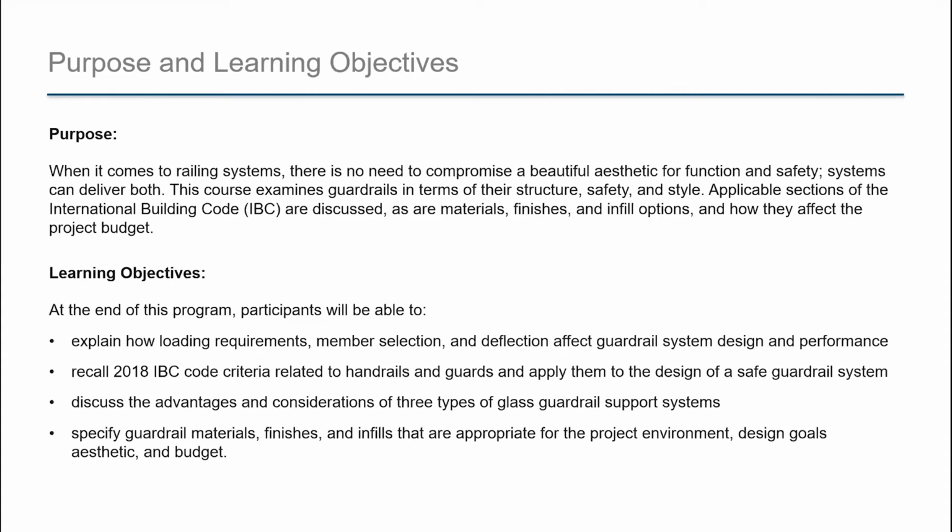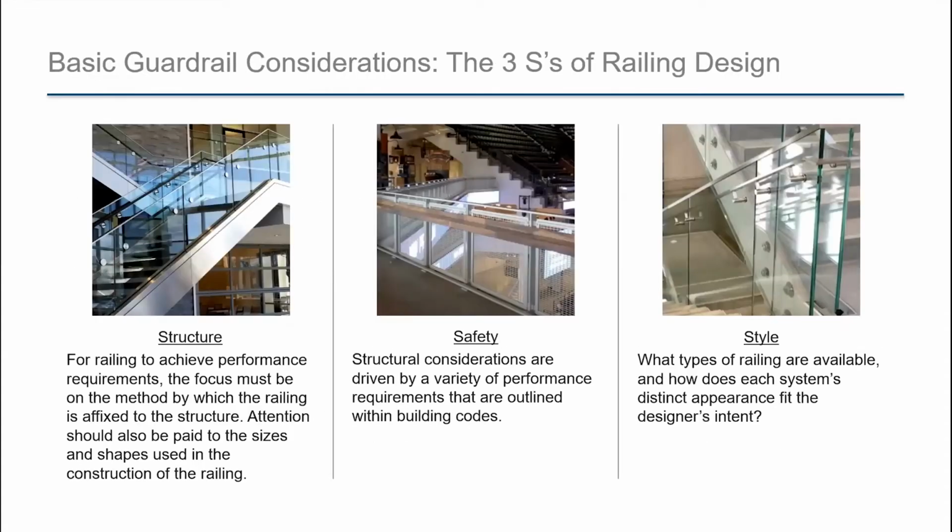At the end of this presentation, you should be able to explain how loading requirements, member selection, and deflection affect guardrail system design and performance. Recall 2018 IBC code criteria related to handrails and guards and apply them to the design of a safe guardrail system. Discuss the advantages and considerations of 3 types of glass guardrail support systems, as well as specify guardrail materials, finishes, and infills that are appropriate for the project environment, design goals, aesthetic, and budget.